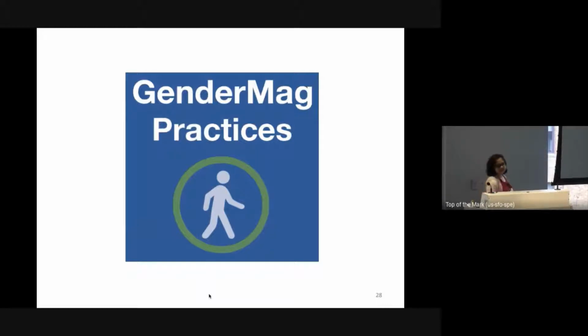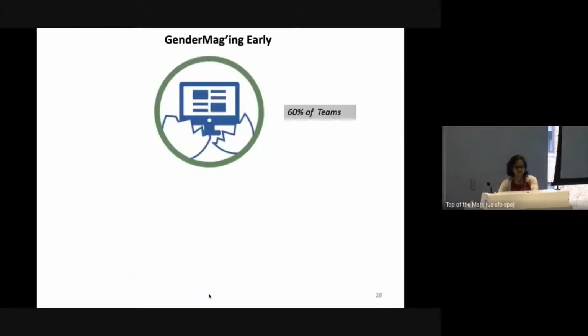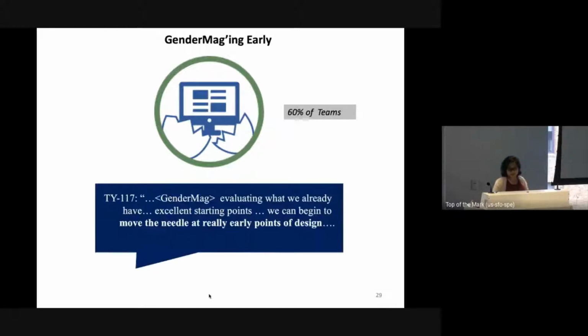Yeah, here I'll give a brief overview of 6 of them. First is GenderMag early, right? Don't wait. And this is the case where we remember that 100% bar that every feature had an issue. So if you start early, you can start fixing them early.